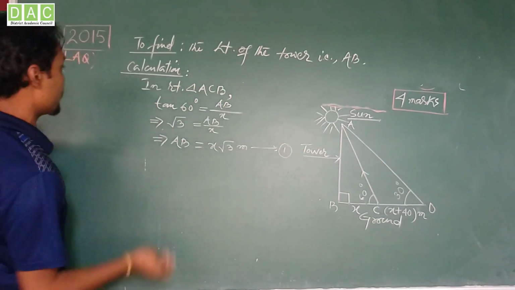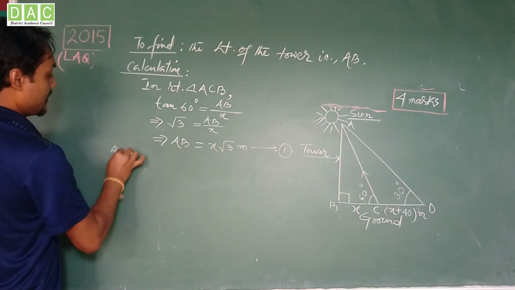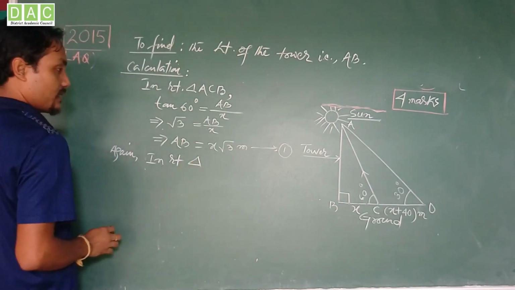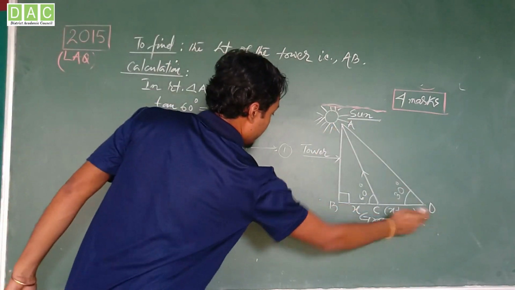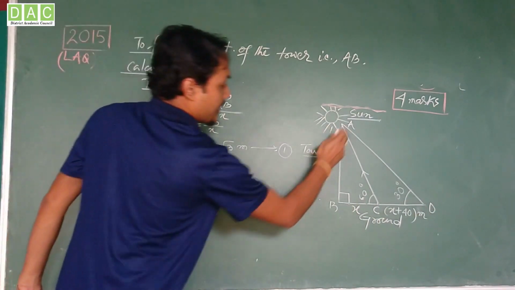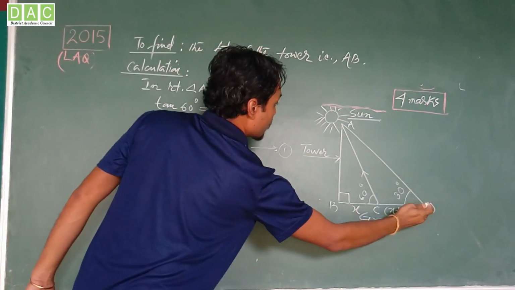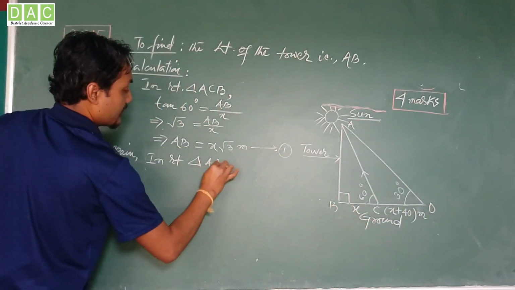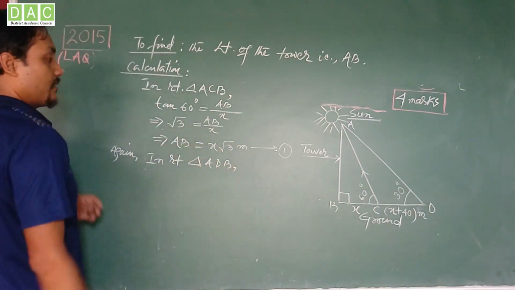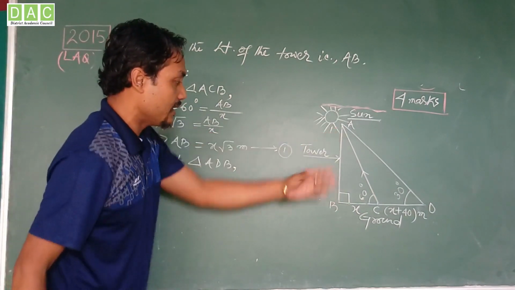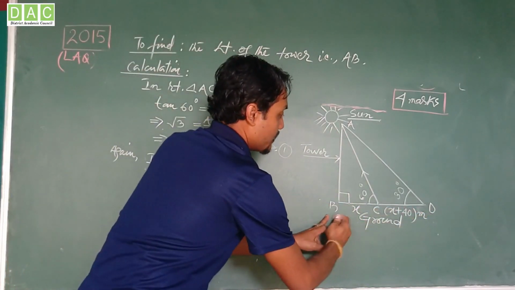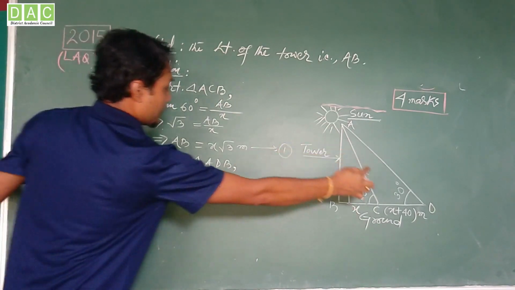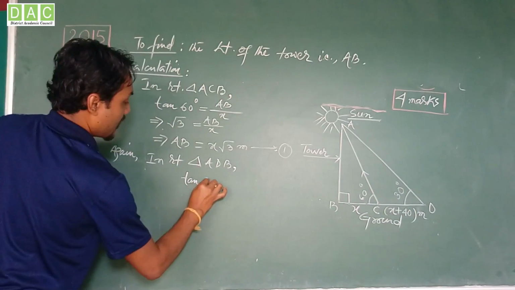Now we come to the second right triangle. What is the second right triangle? ADB. But don't forget, we should not say ADC, since this is not a right angle triangle. ADB. Again the same relation comes because AB is the perpendicular and this is the base or ground, B to D. So here the relation is tan theta. In that case, the angle of elevation is 30 degree.